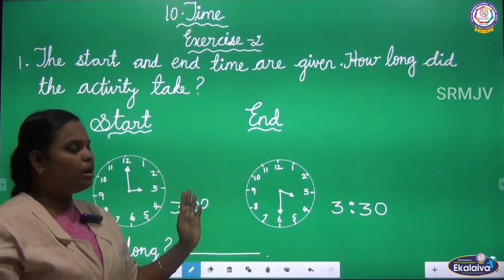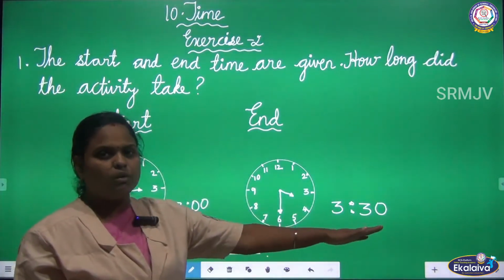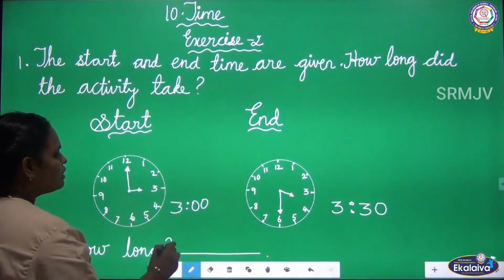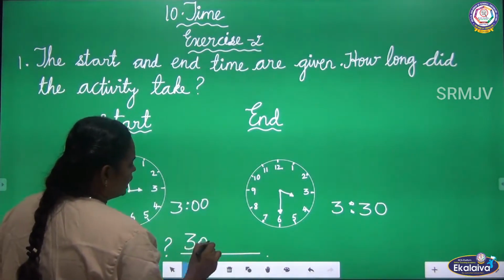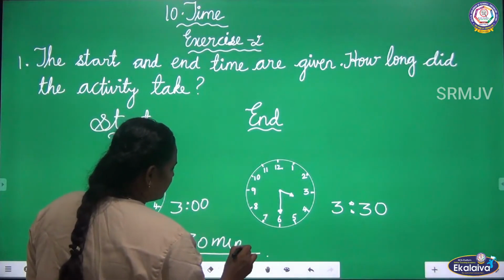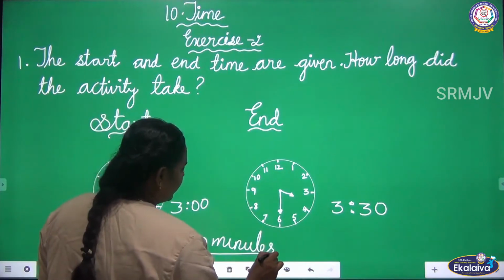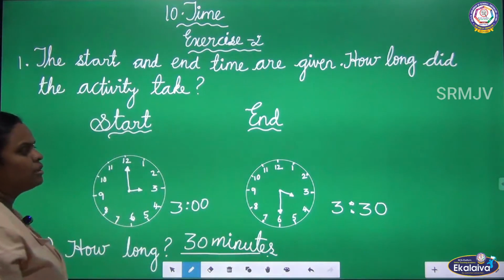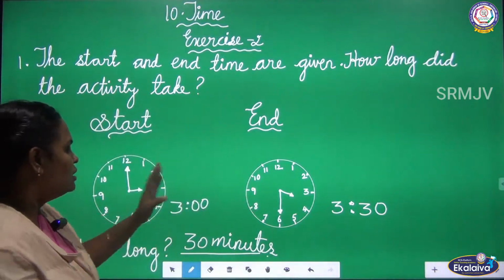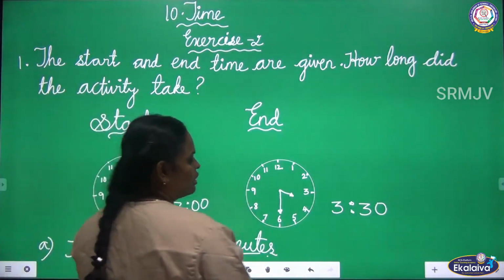So tell me how long? 3 o'clock to 3:30, how long children? It is 30 minutes. So how long did the activity take place? 30 minutes. So you can write 30 minutes. Here 3 o'clock, there 3:30. So 3 to 3:30 is 30 minutes.